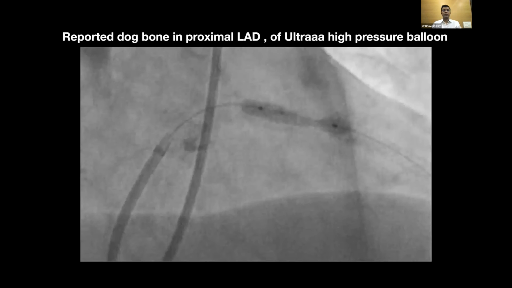That there is a brain fact that the OPN NC balloon is safe. We are having 2 layers, so the balloon will not rupture. This is the actual image of the OPN NC high pressure balloon in the LAD ostial lesion, which has been reported, and it is a log bone in the proximal LAD even at 40 atmosphere.